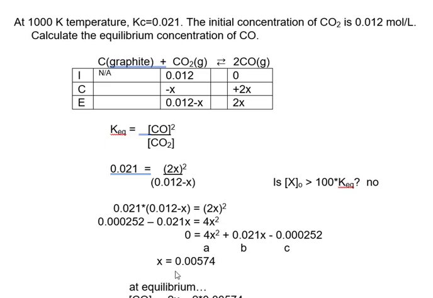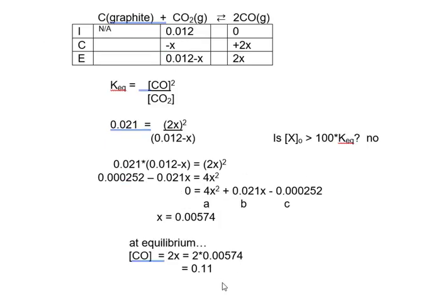So that's x. That's not your final answer. So that x is the loss in the CO2. But 2x is the equilibrium concentration of CO, and that's what we're after. So we multiply that value of x times 2, and we get 0.11 approximately.